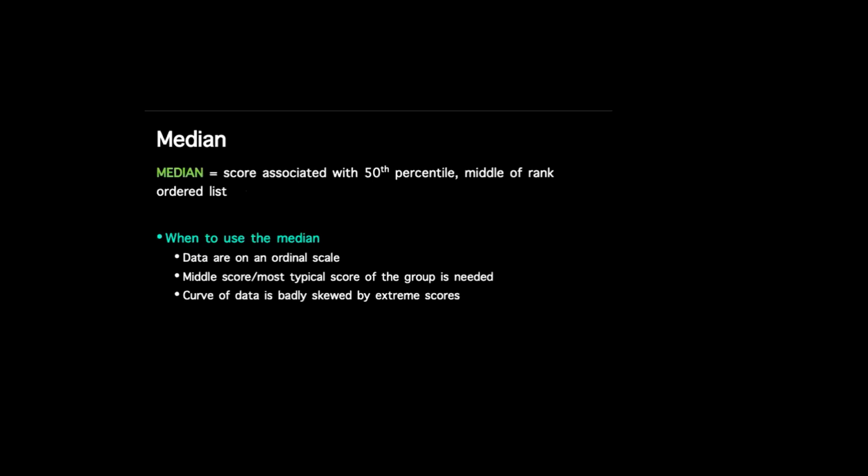Okay, so we would want to use a median if we have an ordinal scale, again, some data that is ranked, right, from smallest to highest number. We would want to use it when the middle score, right, or the most typical score in the middle, okay, is needed. Okay, and then we would also use it if we have badly skewed data because it doesn't count that skewed data.